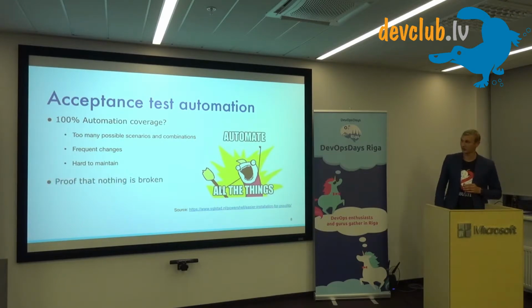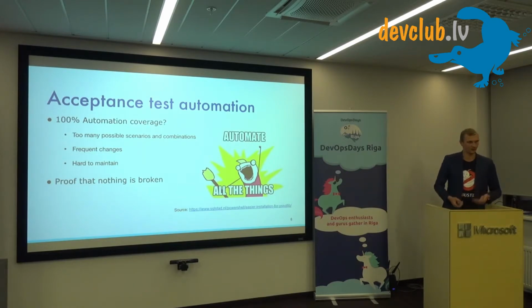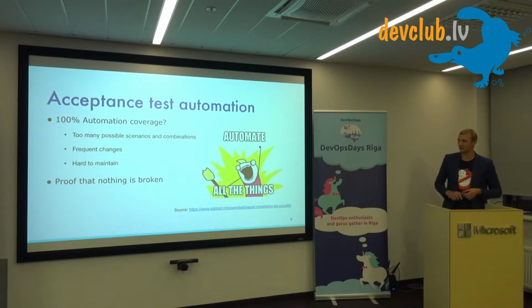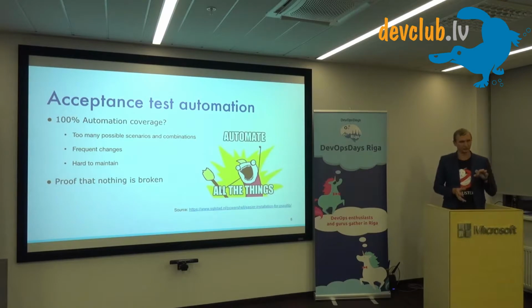And actually, automated acceptance tests are proof that nothing is broken. They will not find new bugs like a human can. A human will do extra steps and perform additional tests, but what automated acceptance tests will do is run the previously written code and prove that your product is working as before. There are no broken things.